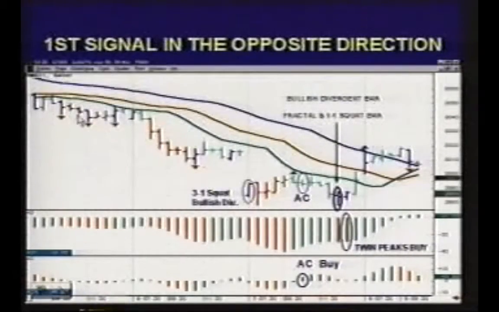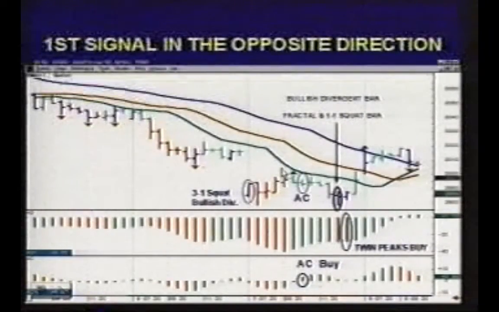Next situation, again, we're in a trend move. You've seen the gap here. We have a 3 of 3, a 5 of 3. We've got divergence. We've got a twin peaks. We've got an AC. And we have a 3-1 bullish divergent bar. Now, you should know what a bullish divergent bar is by now. Bullish divergent bar means it's got a lower high, lower low, but it closed in its upper half. The buyers took charge.